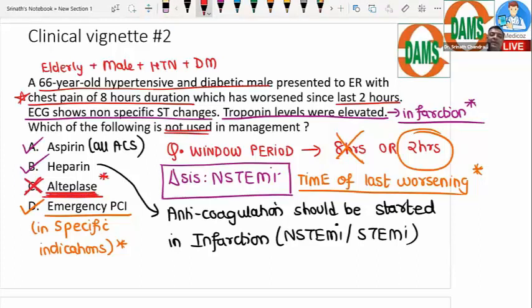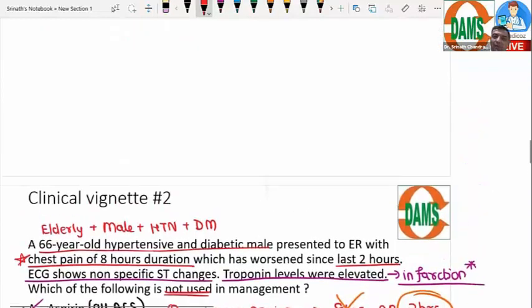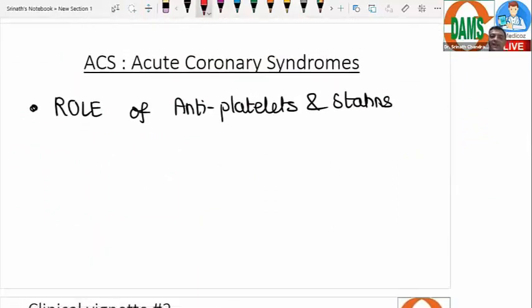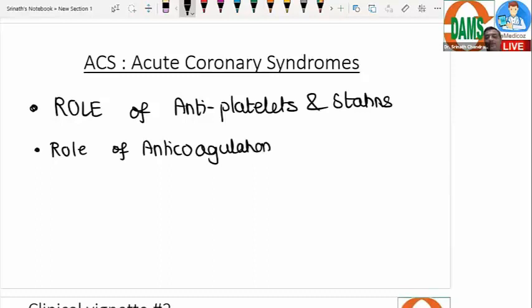Thrombolysis is not recommended in a case of NSTEMI. You don't want to give thrombolysis. So the correct answer is C. Now we are going to add our second pharmacological point. That is, what is the role of anticoagulation? What is the role of anticoagulation in acute coronary syndrome?